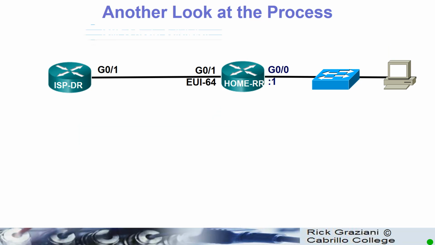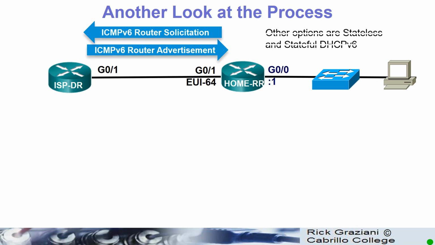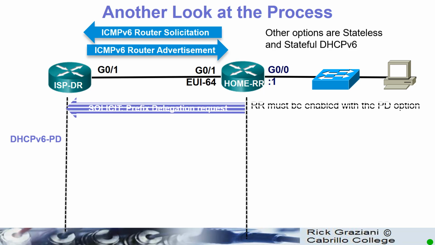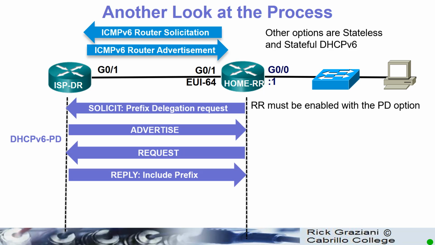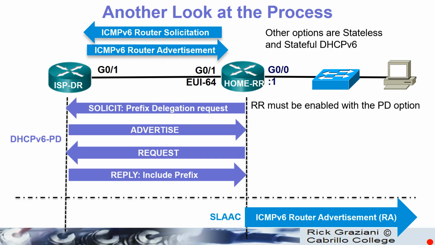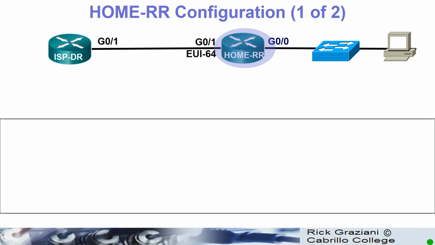So let's look at another process. So a router solicitation message, a router advertisement coming back from the ISP. Other options are stateless and stateful DHCP for our internal addresses. So again, DHCP solicitation messages, the RR must be enabled with the appropriate PD option. Advertisement, request, reply including the prefix. And again, SLAAC will send it on the LAN side.